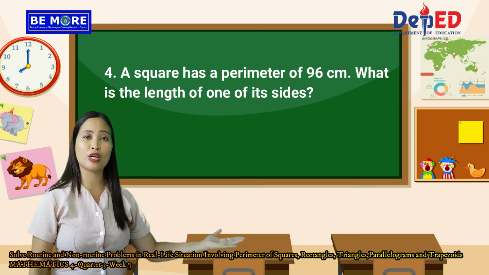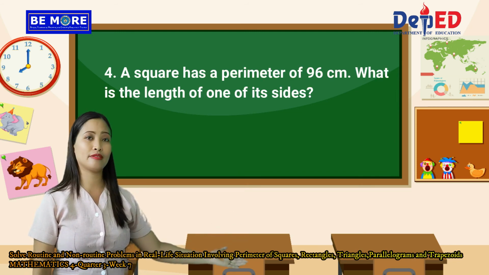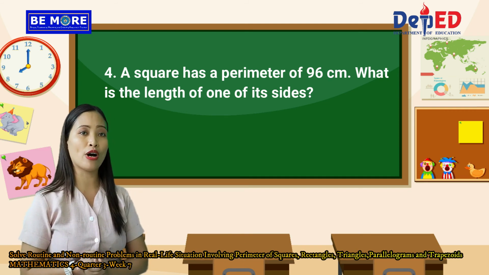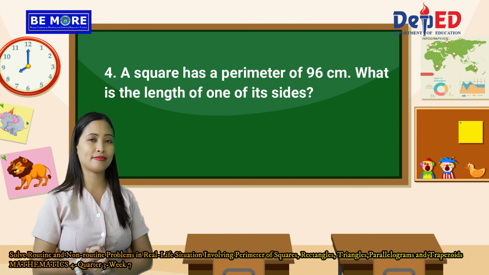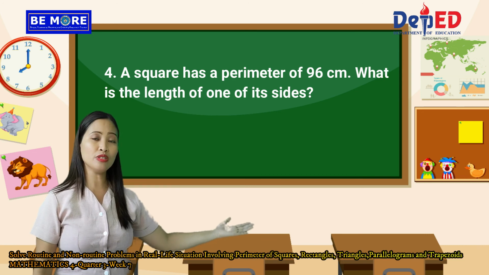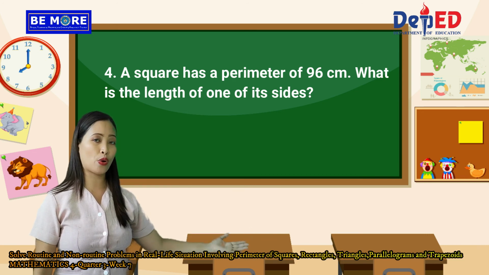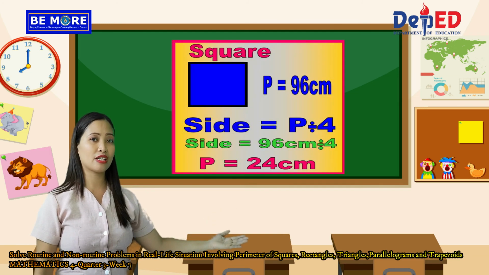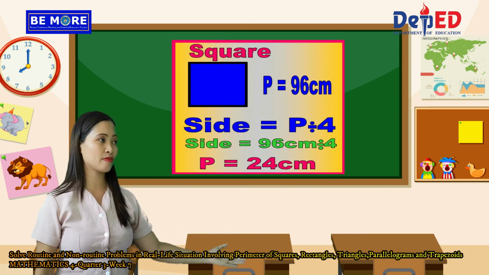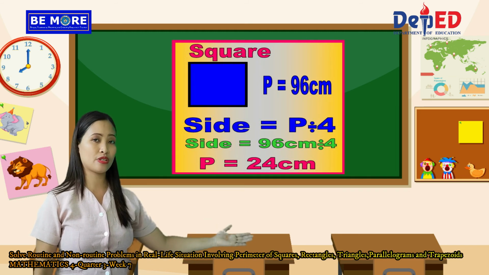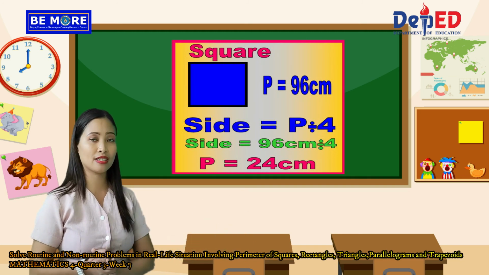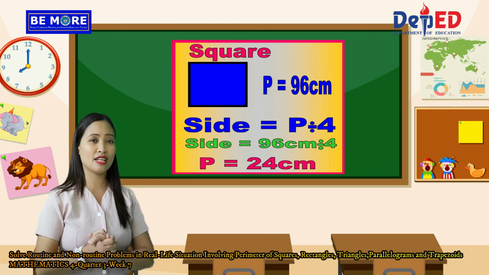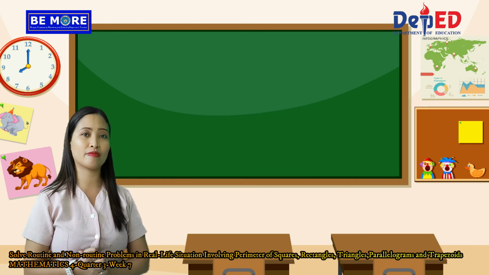A square has a perimeter of 96 centimeters. What is the length of one of its sides? So, side is equal to perimeter divided by 4, or 96 centimeters divided by 4 is equal to 24 centimeters. Very good. Let's proceed to question number 5.